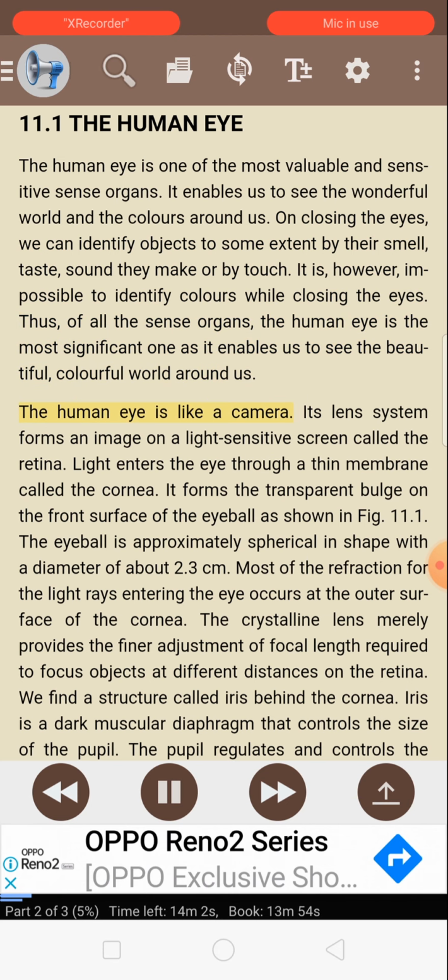The human eye is like a camera. Its lens system forms an image on a light-sensitive screen called the retina. Light enters the eye through a thin membrane called the cornea. It forms the transparent bulge on the front surface of the eyeball as shown in figure 11.1. The eyeball is approximately spherical in shape with a diameter of about 2.3 centimeters. Most of the refraction for the light rays entering the eye occurs at the outer surface of the cornea.